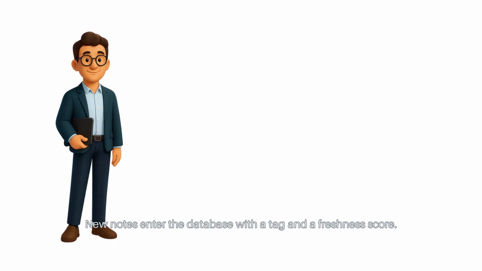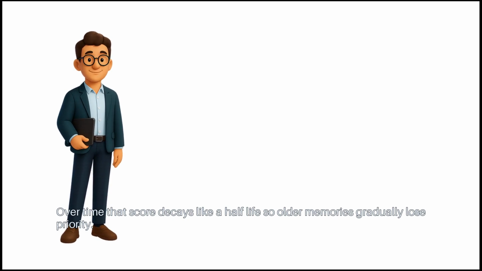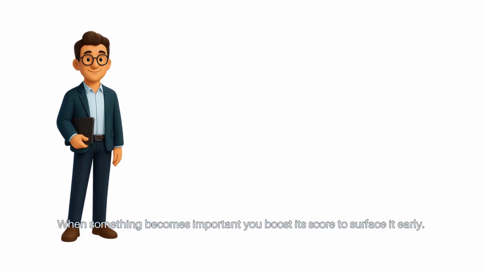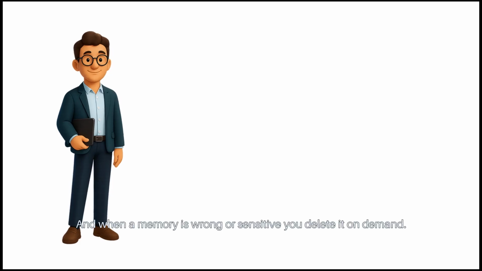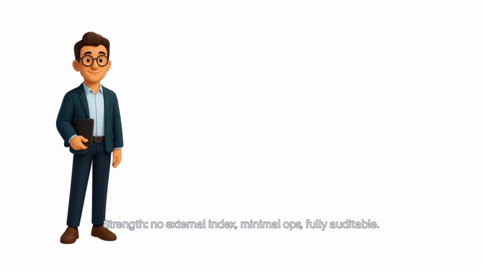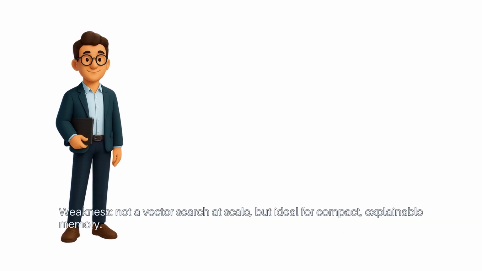New notes enter the database with a tag and a freshness score. Over time, that score decays like a half-life, so older memories gradually lose priority. When something becomes important, you boost its score to surface it early. And when a memory is wrong or sensitive, you delete it on demand. Strength: no external index, minimal ops, fully auditable. Weakness: not a vector search at scale, but ideal for compact, explainable memory.